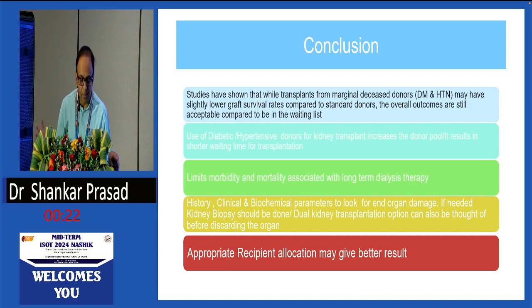History, clinical and proper biochemical parameters should be checked when we get a diabetic or diseased donor, to look for end organ damage. If there is none, you can proceed with the transplantation. If needed, a kidney biopsy should be done, and even the dual kidney transplantation option can be thought of before discarding the organ. And appropriate recipient allocation may give better results.